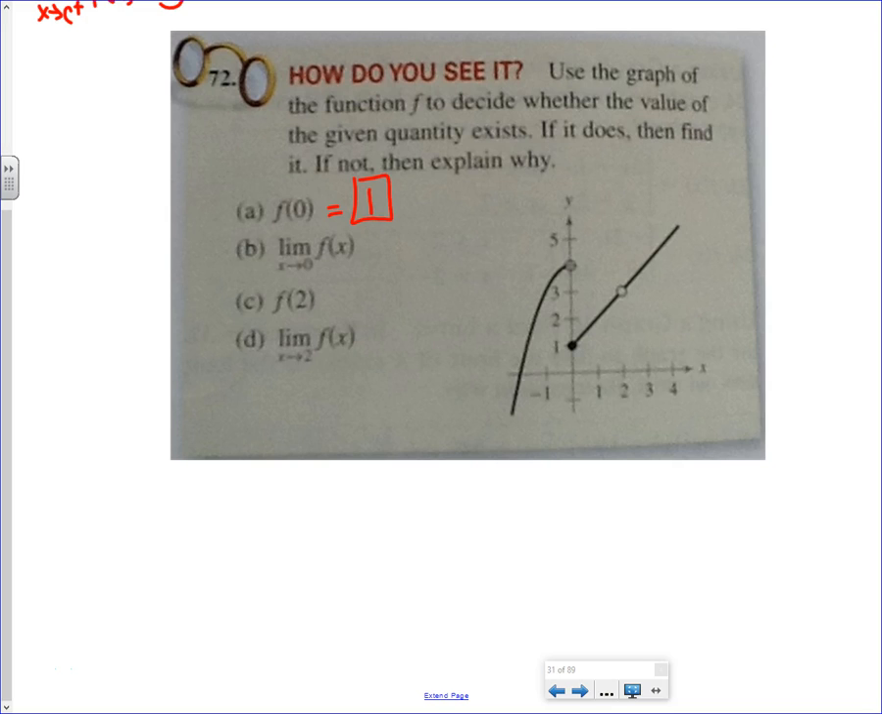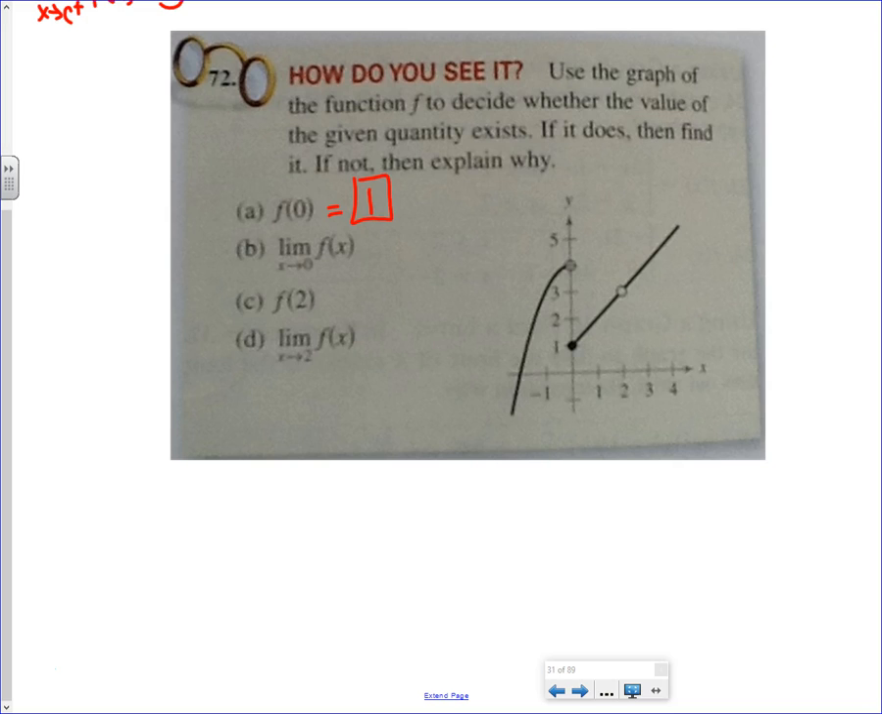Do you guys need to adjust your answers to B, C, and D now? Oh, no. It's not true or false. Use the graph to decide whether the value exists. If it does, then find it. So, does it exist? If so, give the answer. If it doesn't, say D and E. Does that make sense? Okay, adjust your thinking.